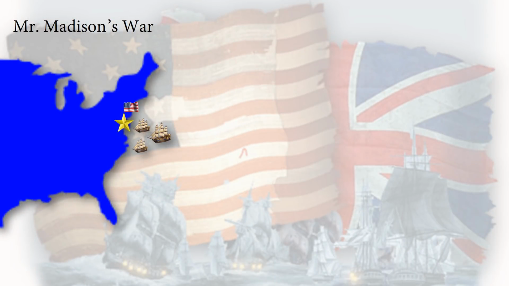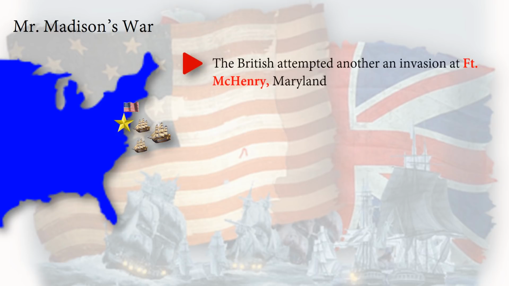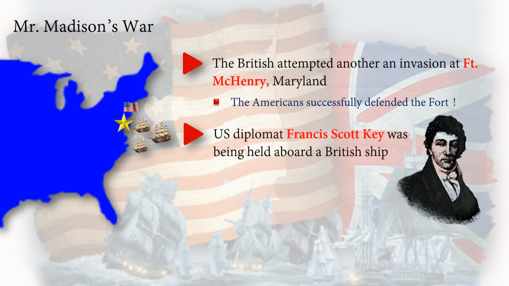With the success of the Chesapeake invasion, the British tried again, this time at Fort McHenry in Maryland. But unlike in Virginia, the Americans successfully defended the fort and kept the British from making landfall. One of the interesting side stories to this war is during the Battle of Fort McHenry, the U.S. diplomat, a guy named Francis Scott Key, was being held aboard a British ship.